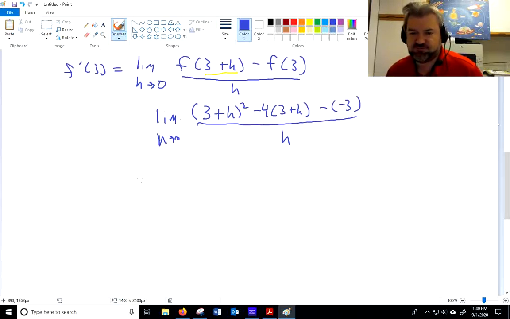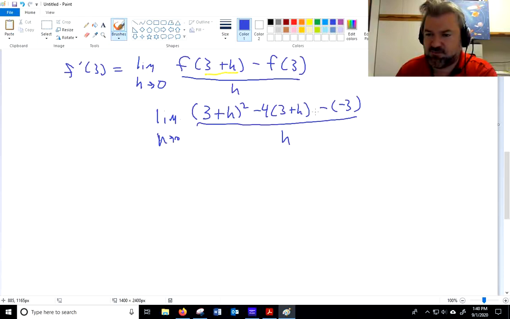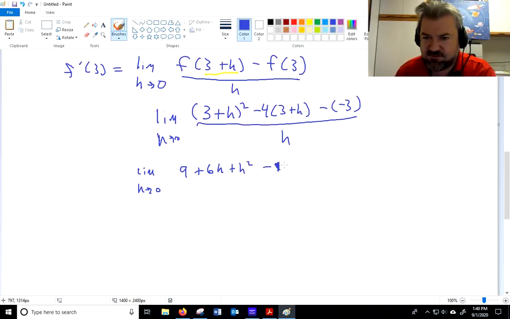Okay, so let's just do some algebra. We could go ahead and plug in 0 right now, but I think you can see it will give us 0 over 0. It would give me 9 minus 12 plus 3, which is 0. So we're going to do some algebra. The limit as h approaches 0 of 9, square that, multiply the two together and double it. When you square a binomial, you square the first number, multiply these two terms together and double them, and then square the last number. h squared, distribute the 4, minus 12, minus 4h, and then minus a negative is plus a positive.